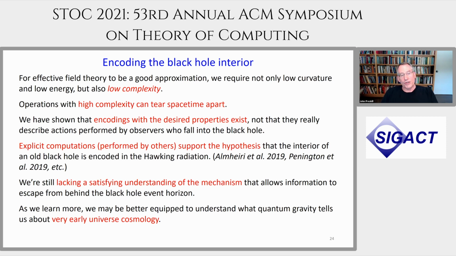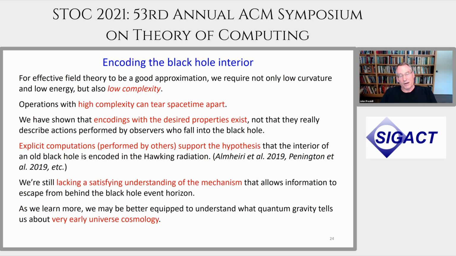Now, in our work, we just show that encodings with the properties that I described for the black hole interior exist. We didn't show that that's what would really happen if an observer falls into a black hole. There are explicit computations, which we had nothing to do with, performed by others, that provide support for the hypothesis that the interior of an old black hole really is encoded in the Hawking radiation that was emitted much earlier. But those computations haven't provided us with a very satisfying understanding of the mechanism by which the information escapes.